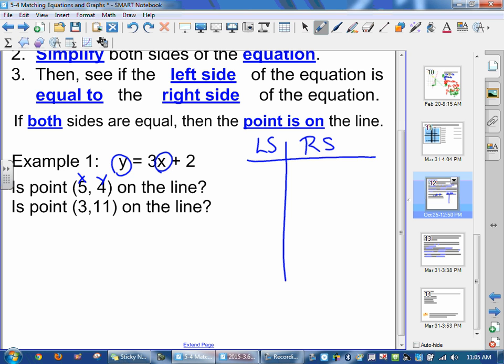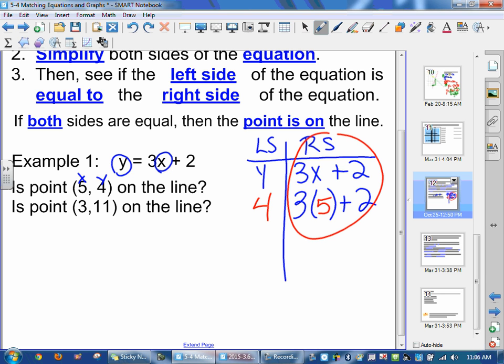Okay? First numbers are 5 and 4. So 4 is the y, 5 is the x. So I want my left side of the equation equals 4. I want all of this right side to equal 4. Well, let's take a look at what it gives us. If I take 3 times 5, how big do I get? 15. If I add 2 more, what do I get? 17. So is my left side equal to my right side here? No. So left side is not equal to the right side. So this point is not on the line. And then we're going to do the exact same thing and switch the numbers.